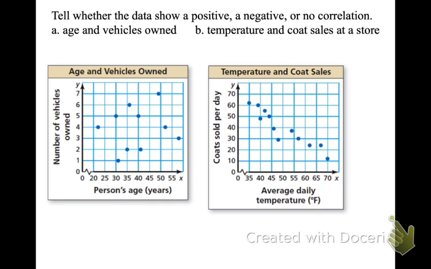So, temperature and coat sales. Is there a trend? Yes. So, the hotter it gets, you think people are going to keep buying jackets? No. And what kind of correlation is this? Negative. So, as temperature increases, what happens to coat sales? Goes down. So, remember what I said, with a negative correlation, as one quantity increases, the other decreases.